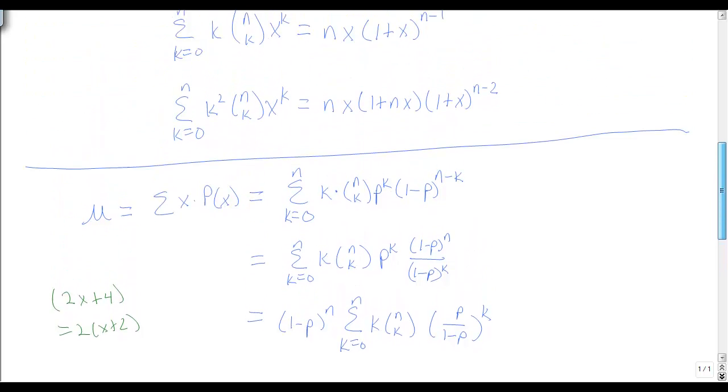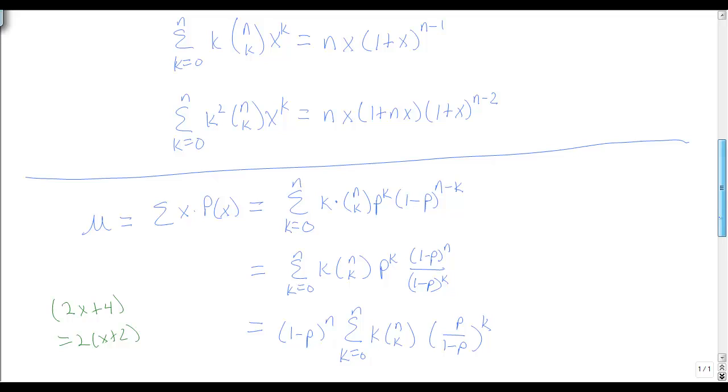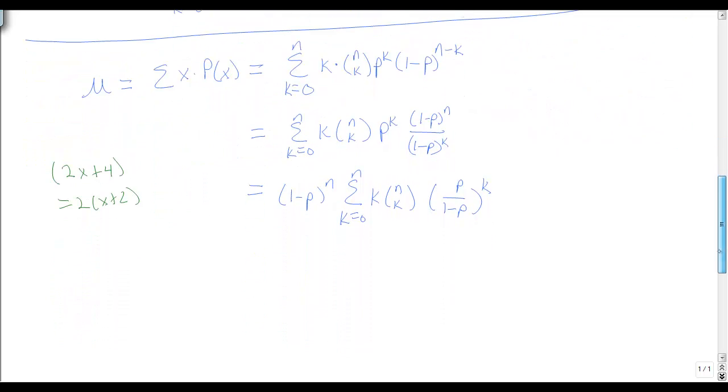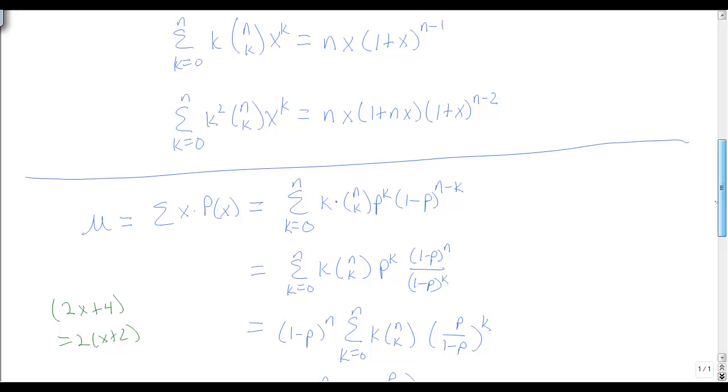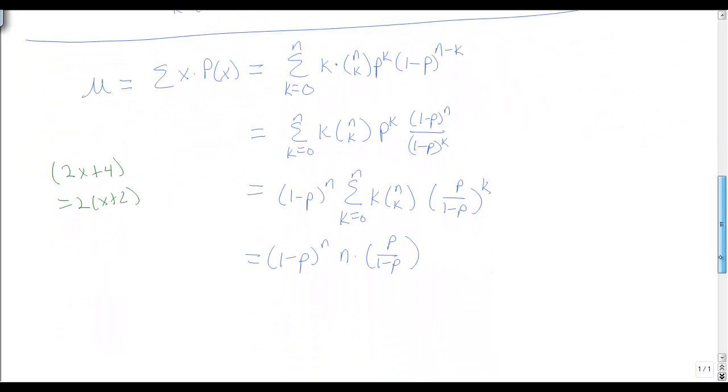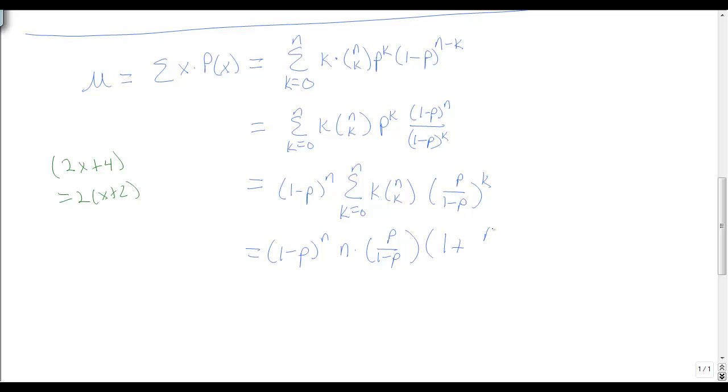And so now I can use this formula up here. We see both of these here. So we have k, n choose k, x to the k. So if I let x be this p over 1 minus p, I fit this formula exactly. So let's use that. So it's nx. I keep my 1 minus p to the n. I get n. x was p over 1 minus p. And then I have 1 plus x to the n minus 1. So I get 1 plus p over 1 minus p to the n minus 1. So that's our formula here.